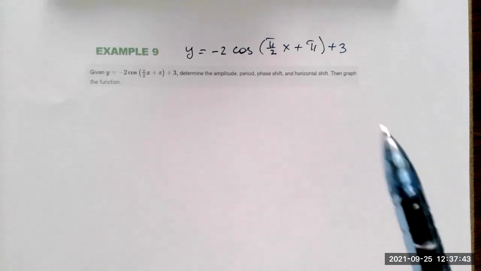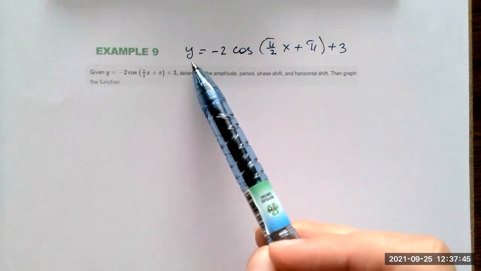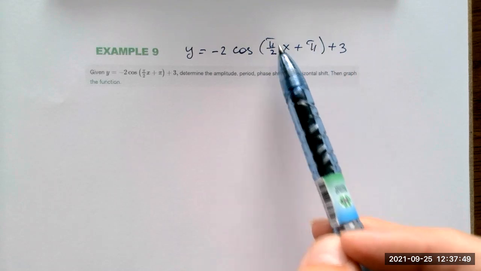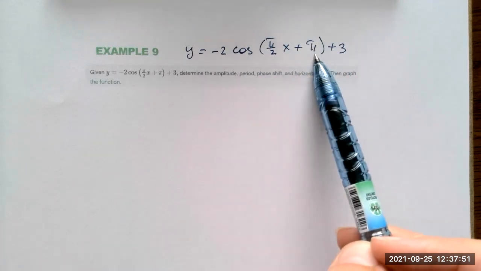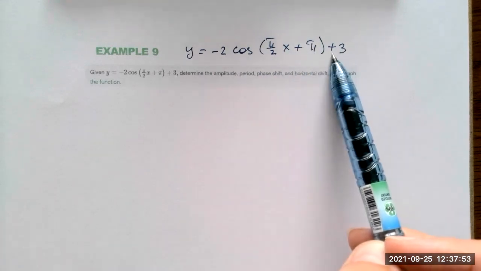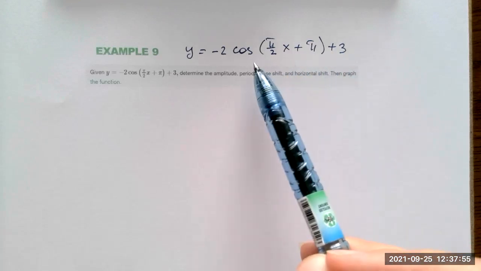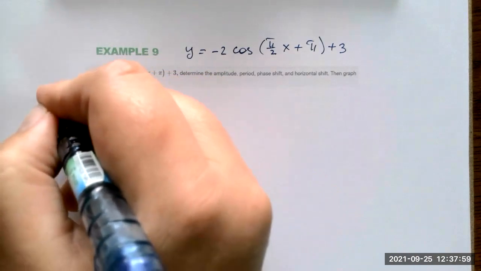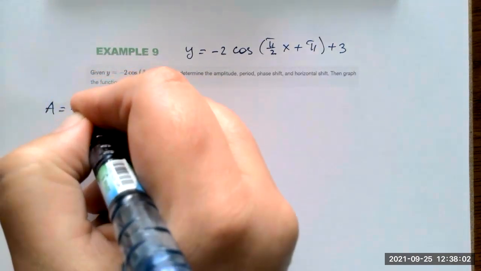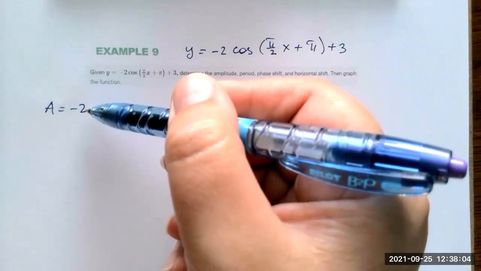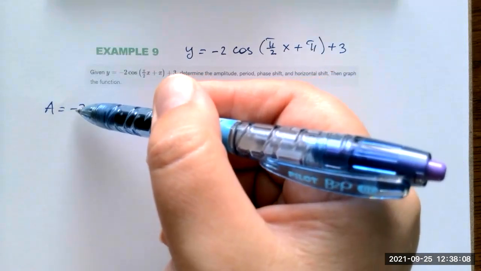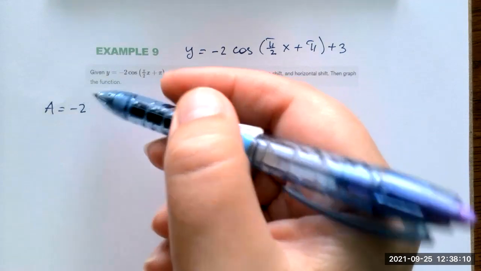In this video, we're going to graph a function y equals -2 cosine of (pi over 2 times (x plus pi)) plus 3. First let's identify our parameters. Our amplitude A is -2, which means our graph is going to be stretched by a factor of 2, and then because it's negative, it's going to be flipped.